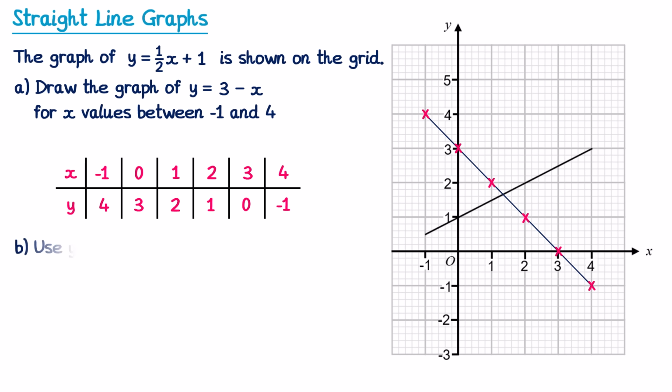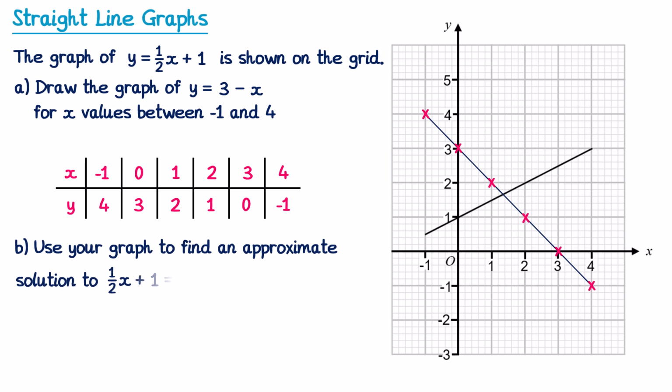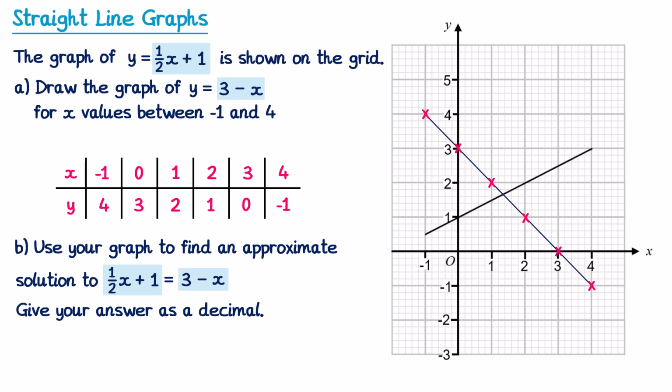Now part B is the new bit. Use your graph to find an approximate solution to half x plus 1 equals 3 minus x. And it says to give your answer as a decimal. Notice once again that the left side of the equation matches the graph they drew, and the right hand side of the equation matches the graph that we drew. So we're just looking to find where the graphs cross, which is this point here.